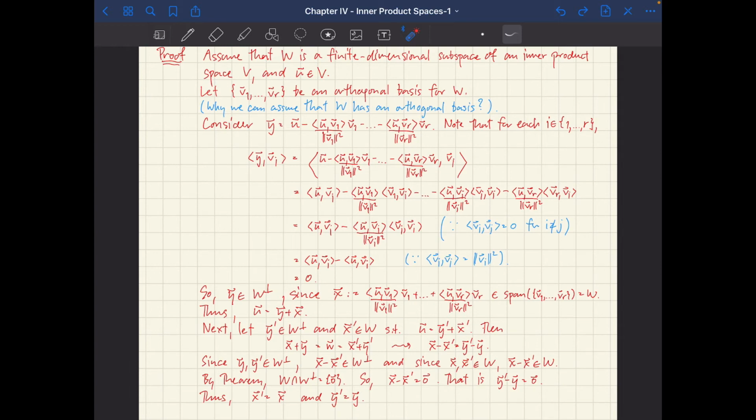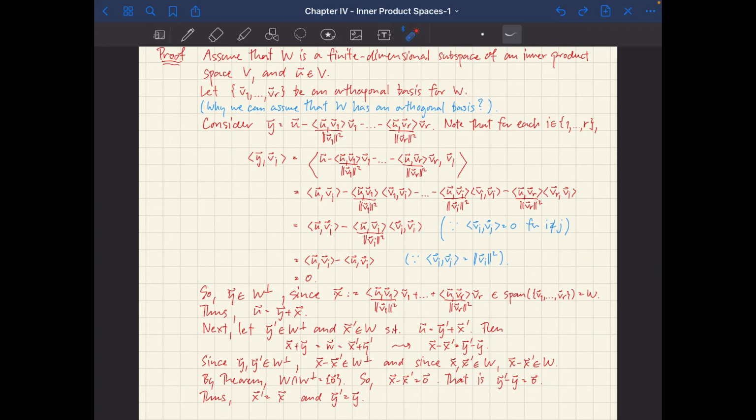Okay, so how to prove the uniqueness? We let y prime in W perp and x prime in W such that u is equal to y prime plus x prime. Then we have x plus y equal to u, and u is equal to x prime plus y prime. From this one we move x prime to the left hand side and y to the right hand side to obtain that x minus x prime equals y prime minus y.